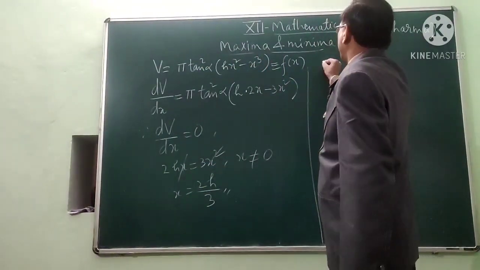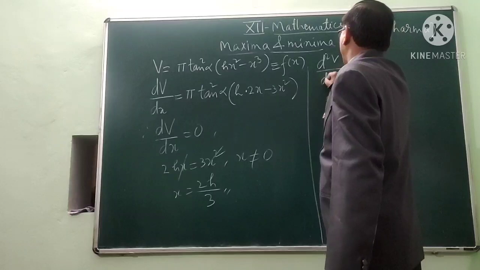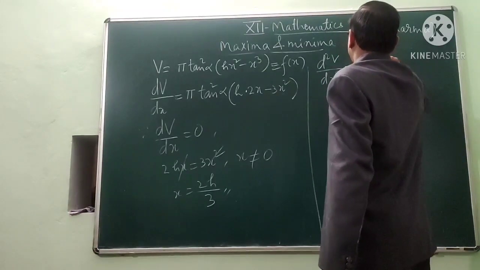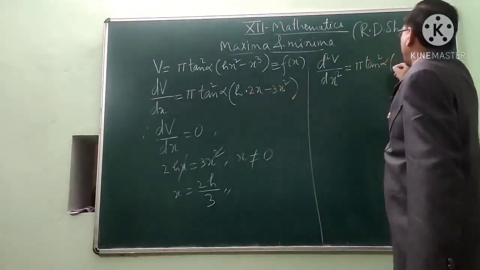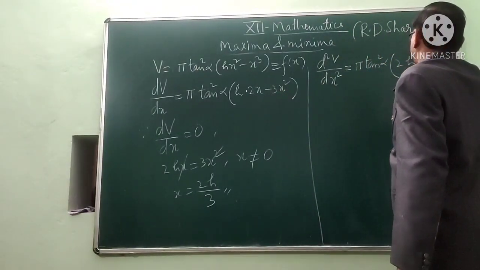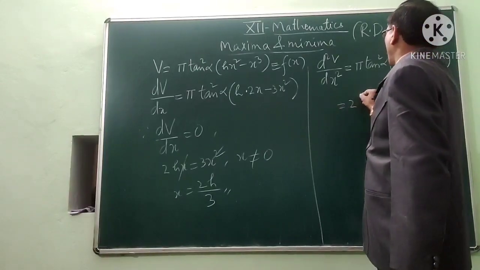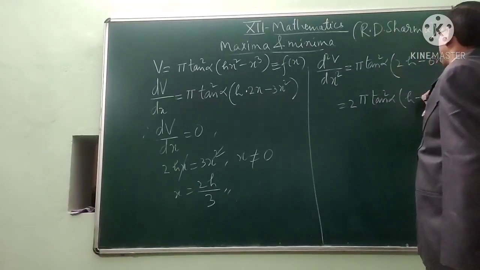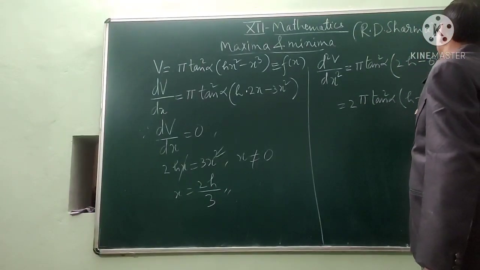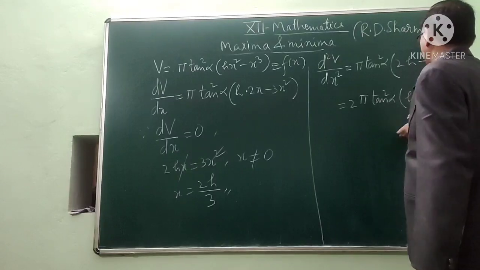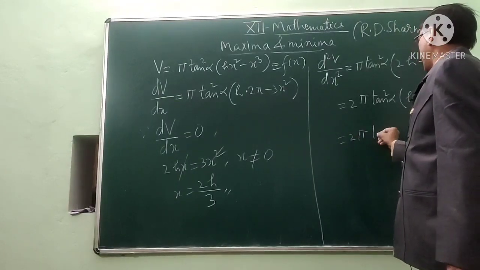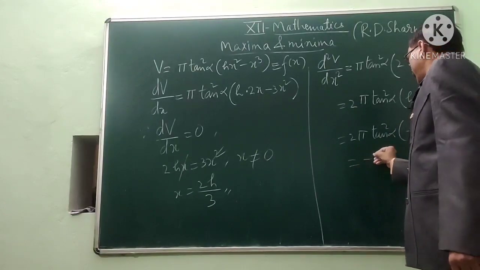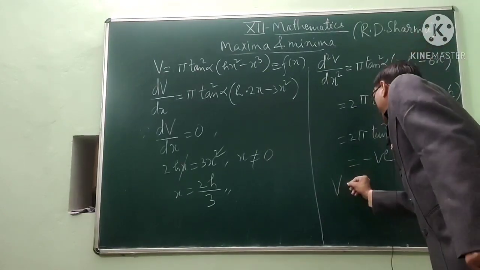Now we will find the second order derivative d2V over dx square. So pi tan square alpha is constant. Its derivative is 2h minus 6x. It is 2 pi tan square alpha, then h minus 3x. X is 2h upon 3. This gives 2 pi tan square alpha into minus h. It is negative. Therefore, V is maximum.